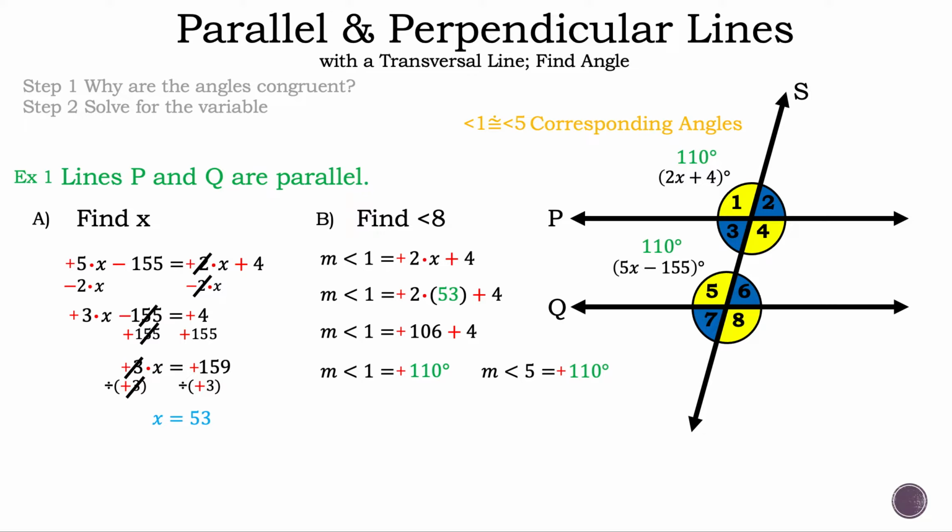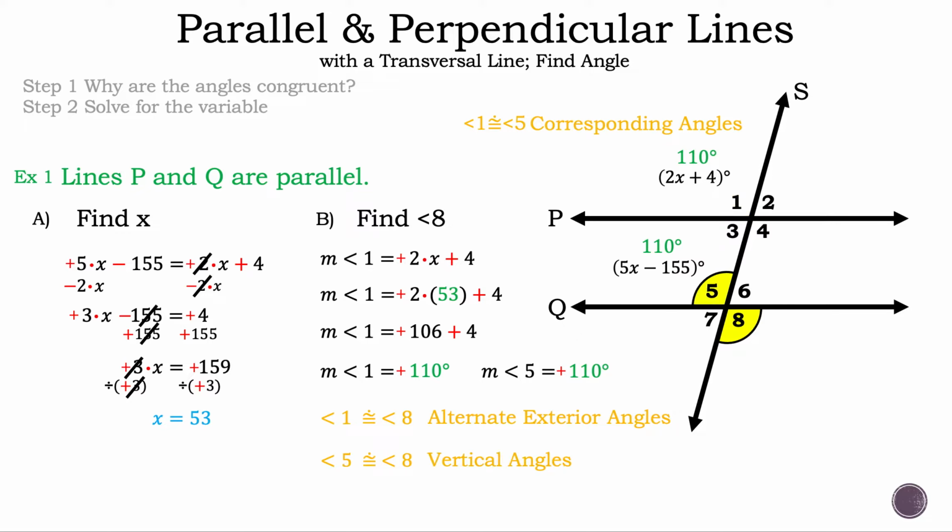Let's just focus on the three angles that we have discussed in this question: angle 1, angle 5, and angle 8. Let's take a closer look at angle 1 and angle 8. We can say angle 1 is congruent to angle 8 because they are alternate exterior angles. That is one way to find angle 8. And the other way is to focus on angle 5 and angle 8. Angle 5 is congruent to angle 8 because they are vertical angles. Either way, angle 8 is 110 degrees. And that is the answer for part B, and that is example 1.